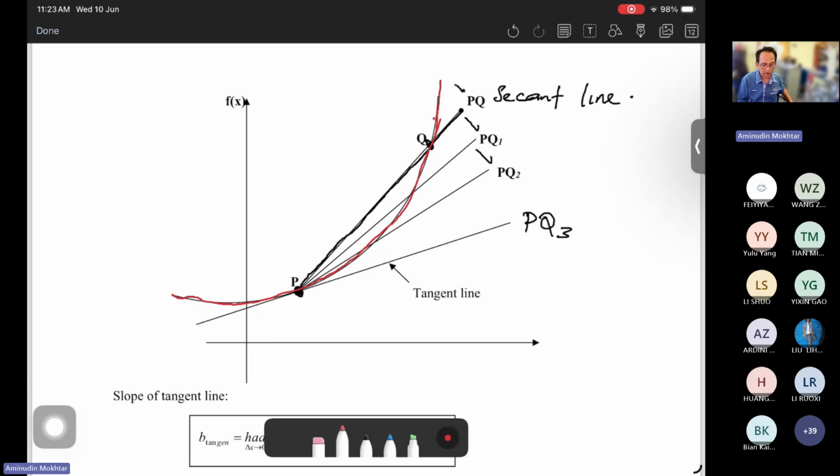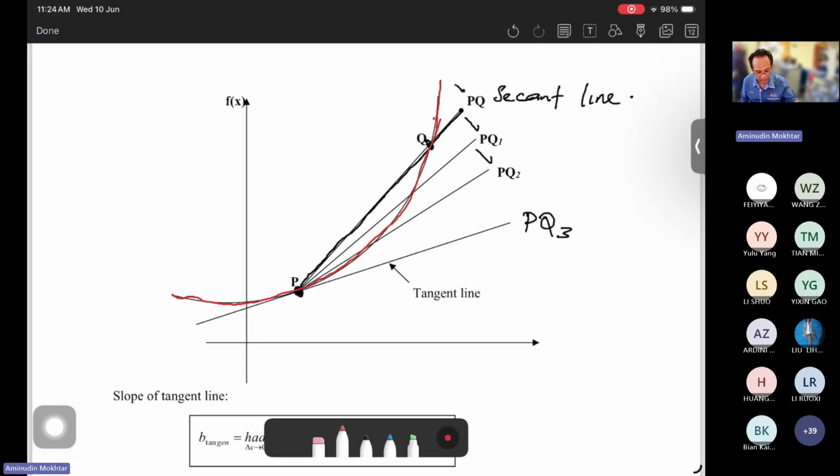We have two points on that curve, point P and point Q. We can draw one linear line that crosses both points P and Q. Let's label the line PQ. By definition, this line is also known as a secant line. What is a secant line? A secant line is a line that intersects a curve at 2 or more points, at least 2 points. Since PQ crosses the curve at point P and point Q, we call the line a secant line.